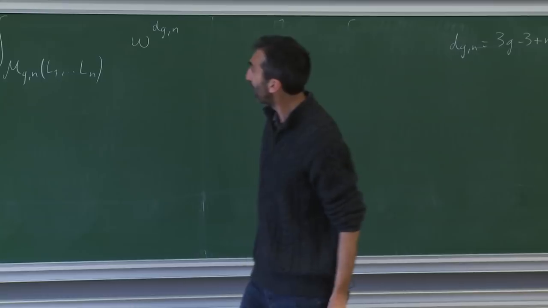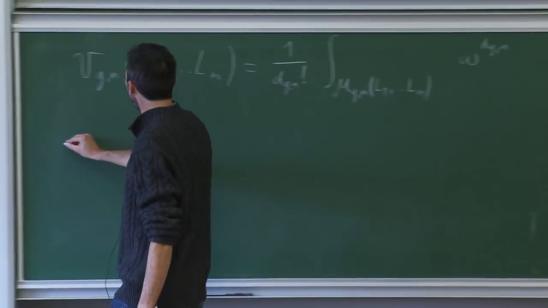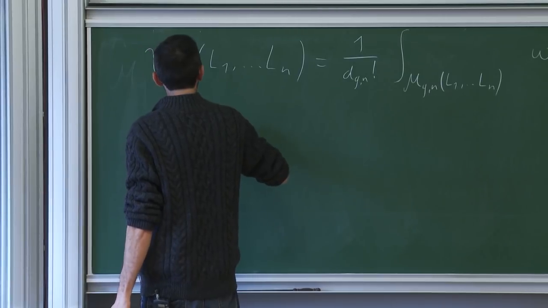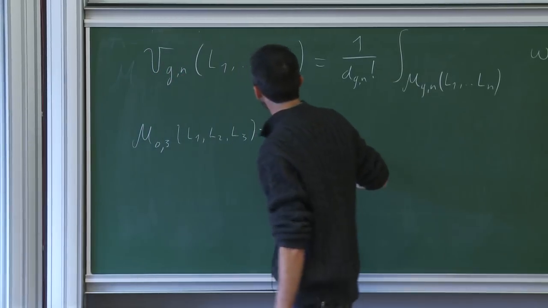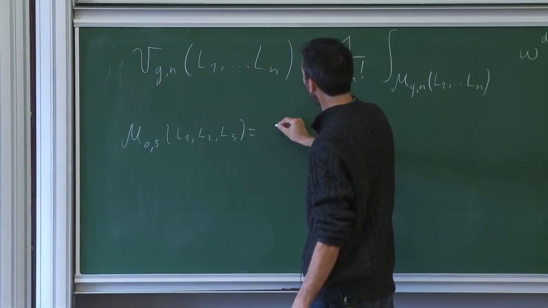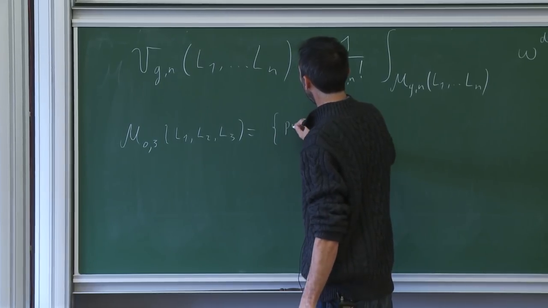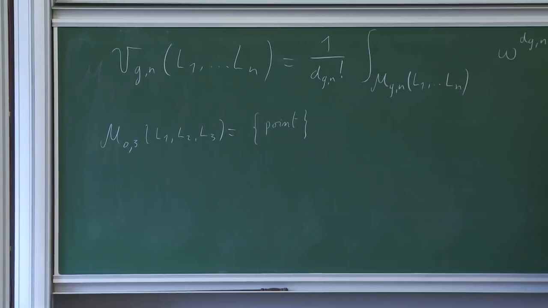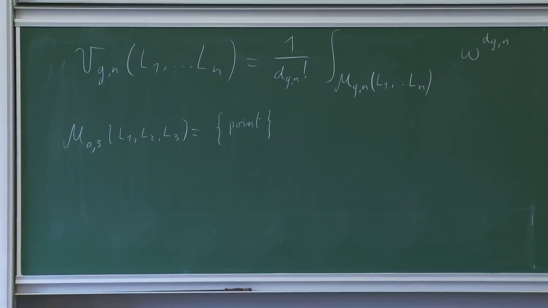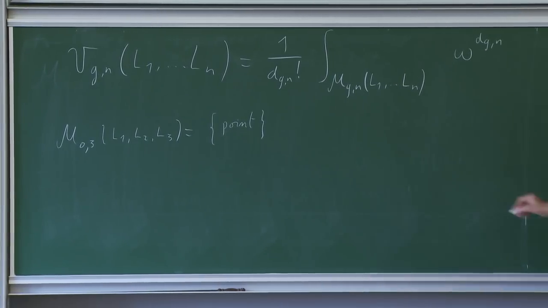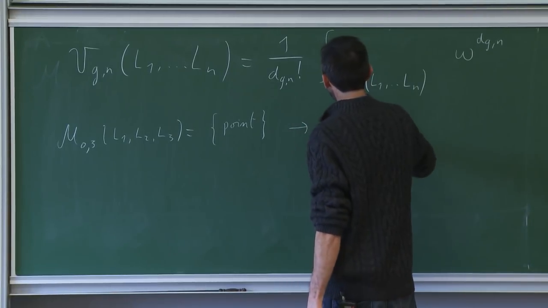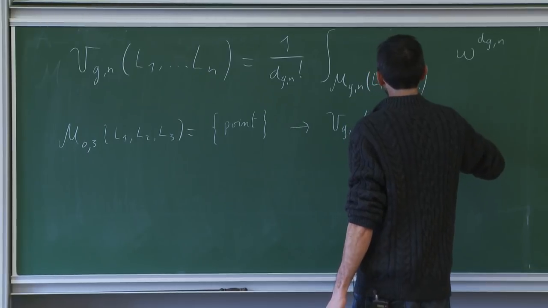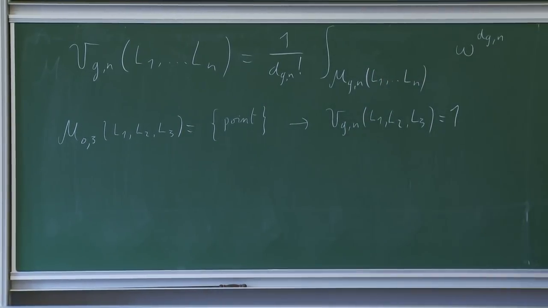As I said, remark that for M03 of L1, L2, L3, there is a unique pair of pants, so it's a point. There is a unique element in that space. So by definition, the volume V03 of L1, L2, L3 is 1.